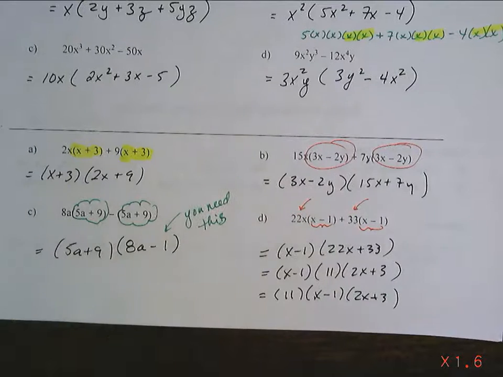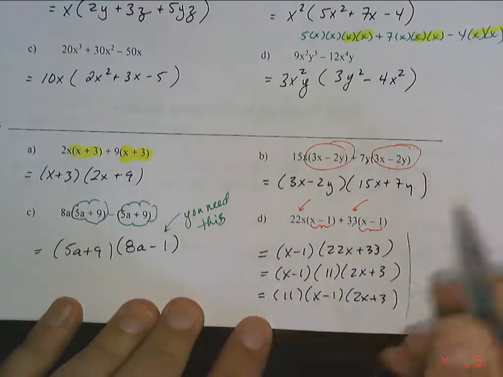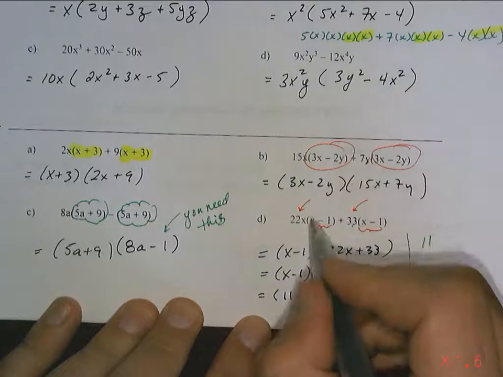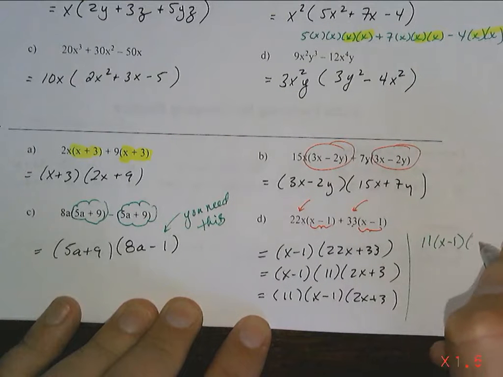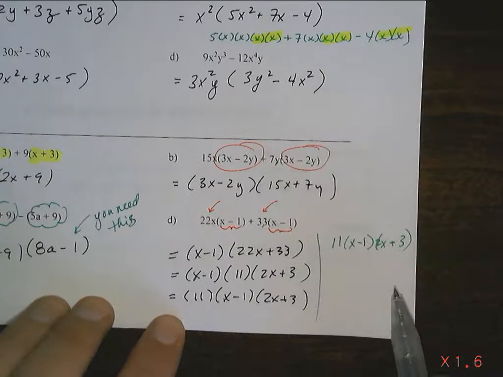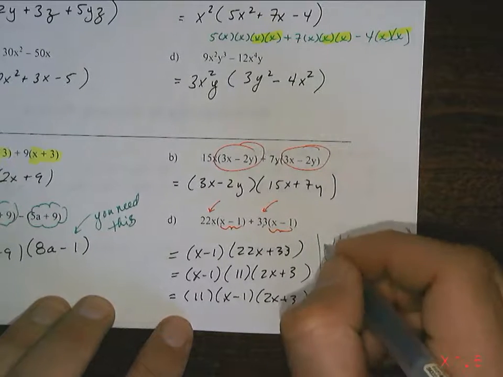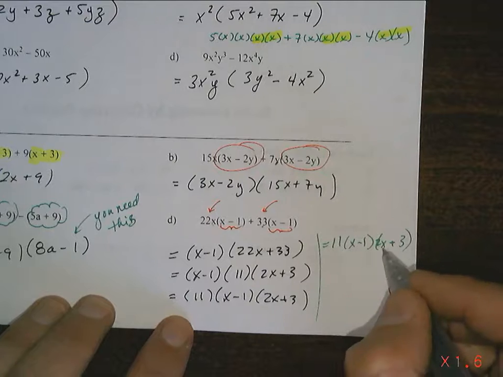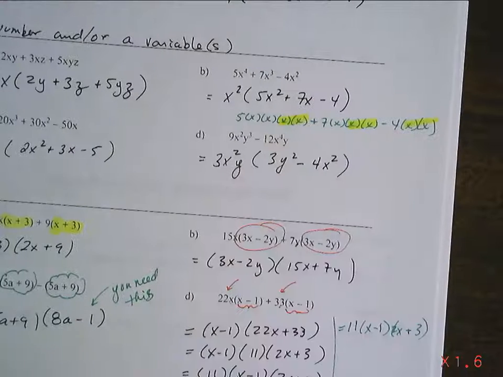Now, that being said, you could have done this in one step. You notice 22 and 33 have a multiple of 11. You notice the x and the x minus 1, and that'll leave you with 2x plus 3. That's kind of hard to do all in your head. I would be careful with doing that. I would do the steps, but it's perfectly doable. And remember, that's a 2x plus 3. Okay, I'm going to stop there, and then we'll do the backside of this sheet.